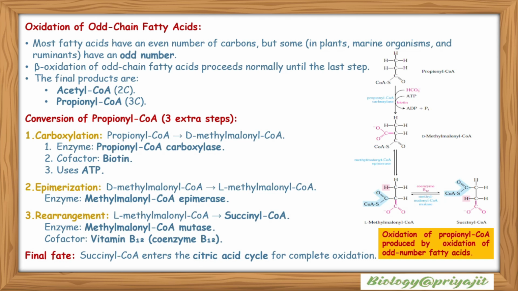So the conversion of propionyl-CoA needs three extra steps: carboxylation, where propionyl-CoA is converted into D-methylmalonyl-CoA, then epimerization, where D-methylmalonyl-CoA is converted into L-methylmalonyl-CoA, and then rearrangement, where L-methylmalonyl-CoA is converted into succinyl-CoA. So this is the reaction cycle. There are three stages. The final step, succinyl-CoA then enters the citric acid cycle for complete oxidation.